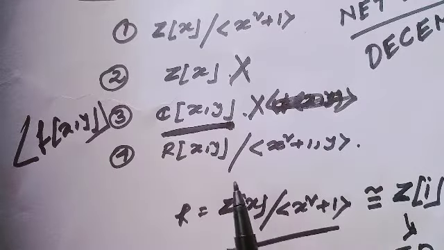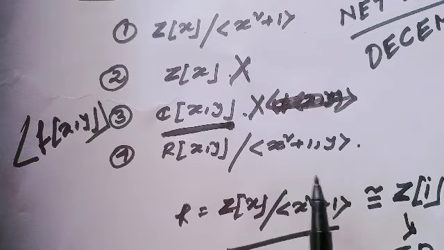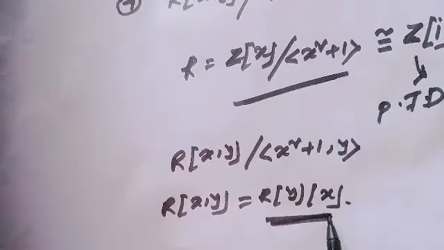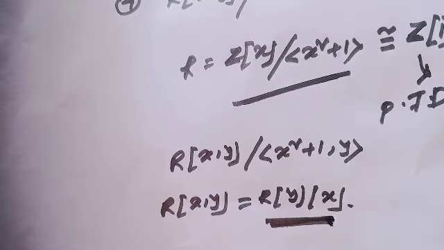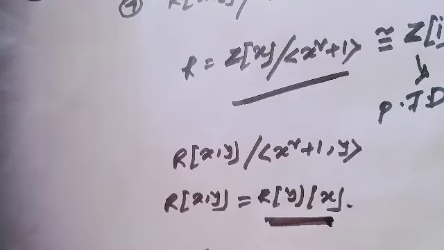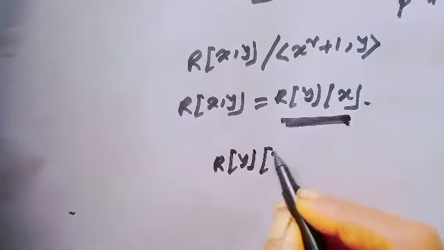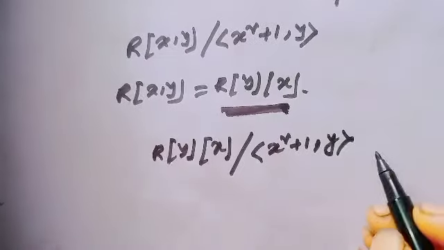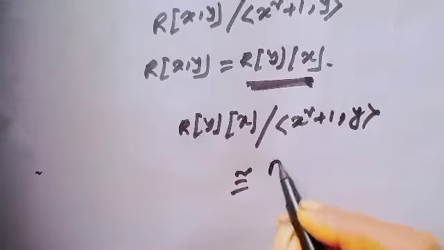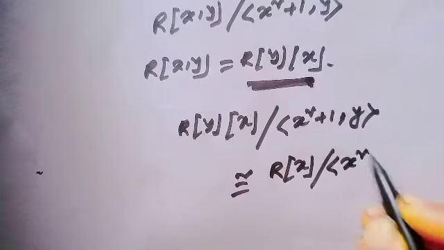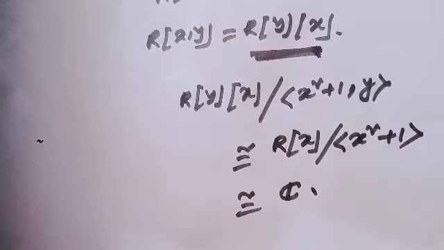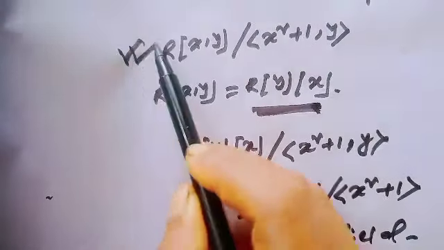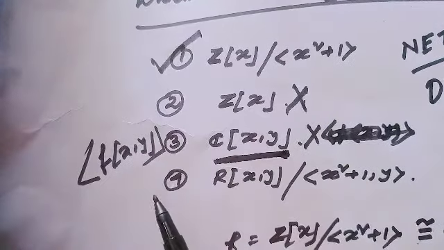Our fourth option is R[x,y] modulo the ideal generated by x squared plus 1, comma y. We can write R[x,y] easily as R[y][x]. We all know this is a polynomial in the variable y whose coefficients are in x. And from this expression, R[y][x] modulo the ideal generated by x squared plus 1, comma y, will obviously be isomorphic to R[x] modulo the ideal generated by x squared plus 1, which is actually isomorphic to the complex numbers. And since the complex numbers are a field, obviously this ring is a P.I.D. Means option 1 and option 4 are right.